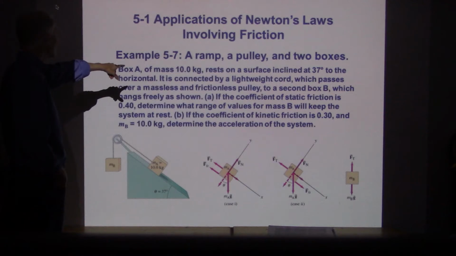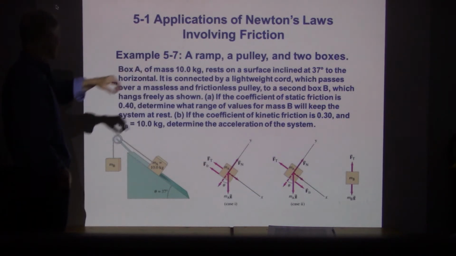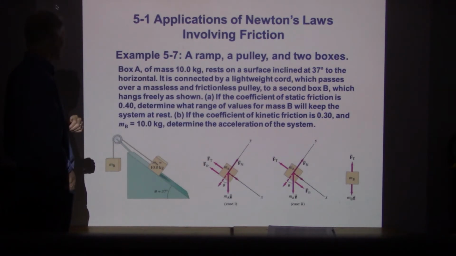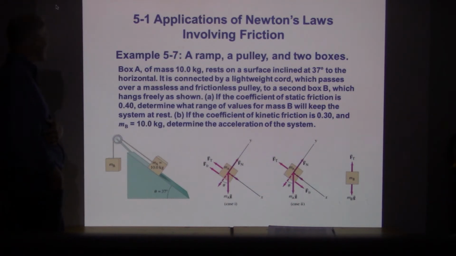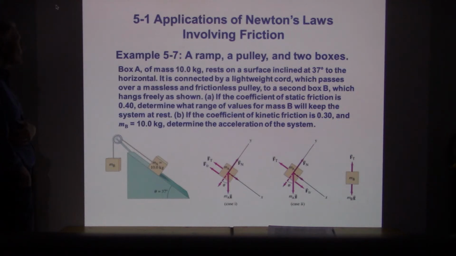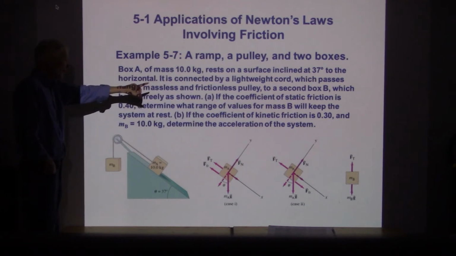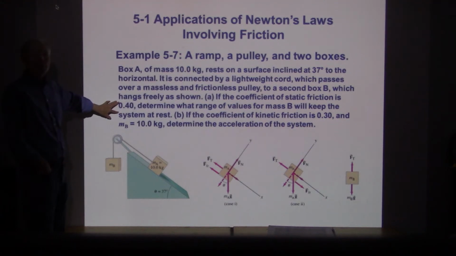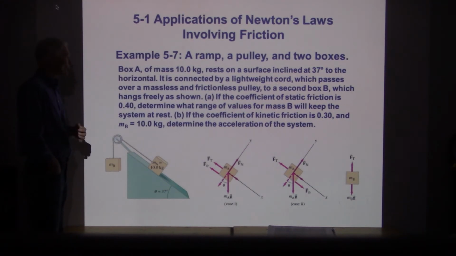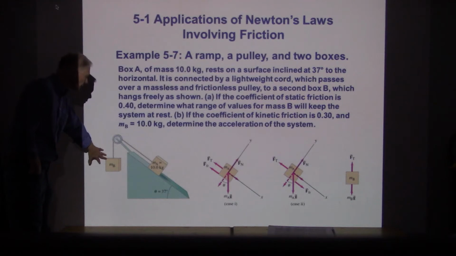Box A, box 1, is 10 kilograms, on a 37 degree angle, connected by a lightweight cord over a massless, frictionless pulley to a second box, box 2. Now the coefficient of static friction is back at 0.40. Determine what range of values of M2 will keep the system at rest. So what we're trying to do here is this.